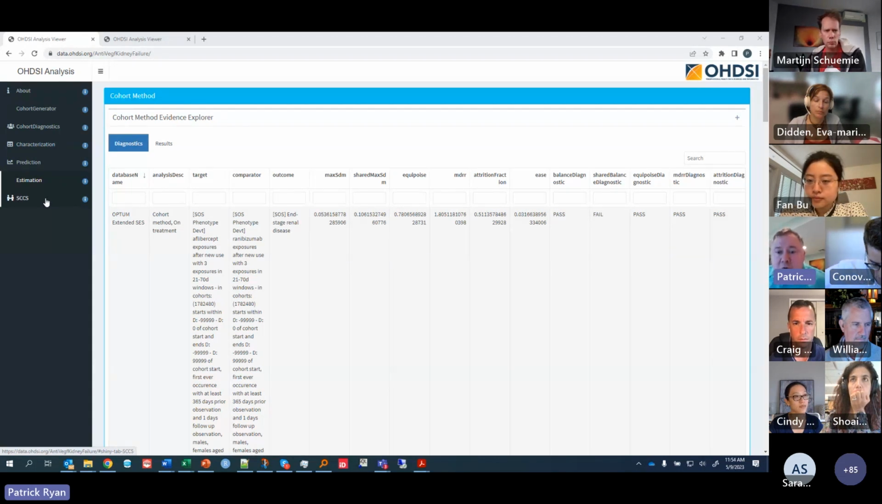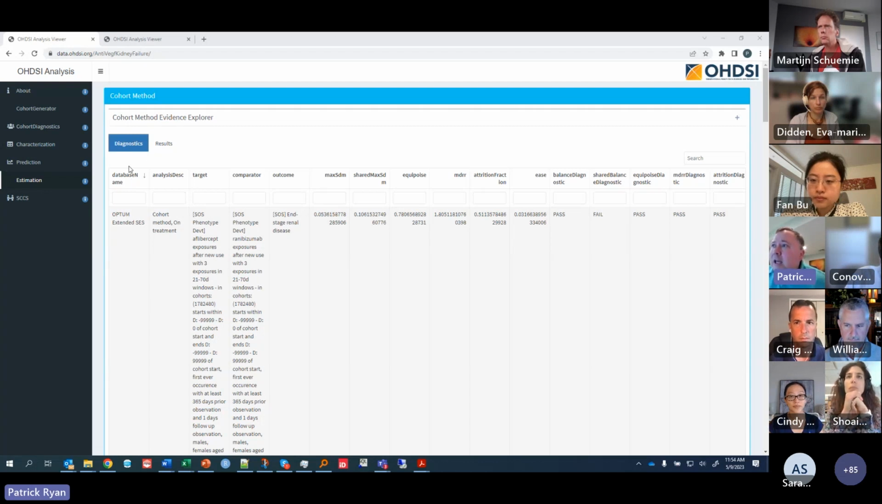Just to quickly show you where Fawn got those results, and also to dive into the fact that there are many more results, I'm going to start here with a comparative cohort design. When we click on this tab, we get to the Evidence Explorer. And in this view, there's both a tab for the diagnostics as well as a tab for the results. In this tab for the diagnostics, every row in the table represents one of the analyses that was executed. So for example, just to read across this row here: the Optum SES database, running the cohort method with an on-treatment time-at-risk, comparing aflibercept to ranibizumab for end-stage renal disease.